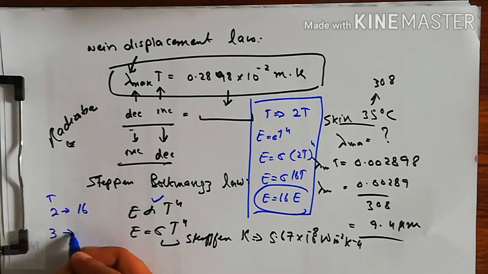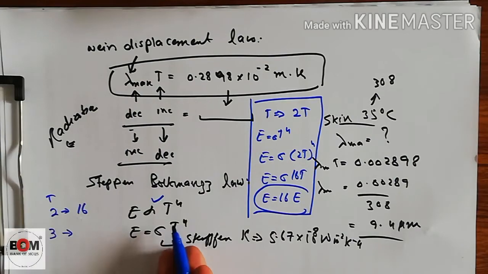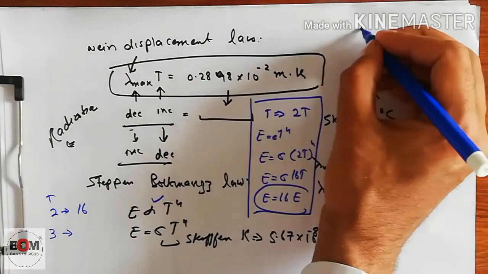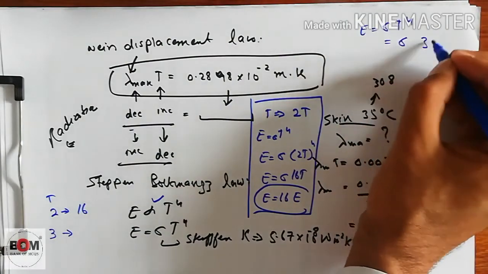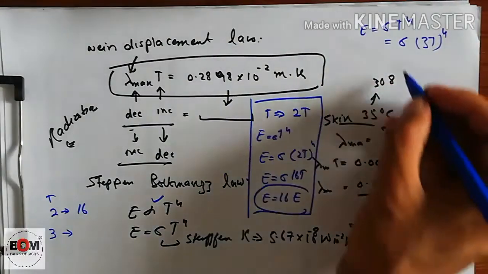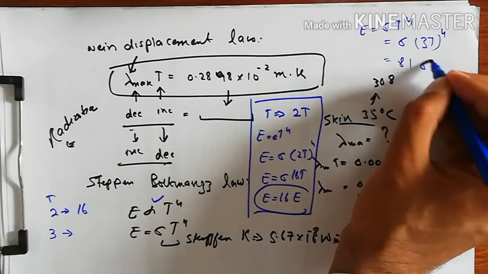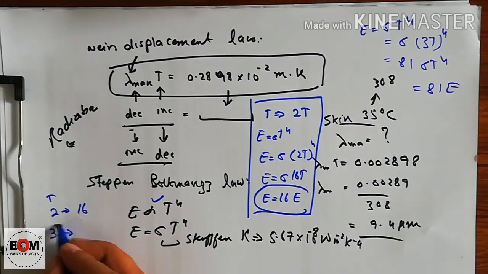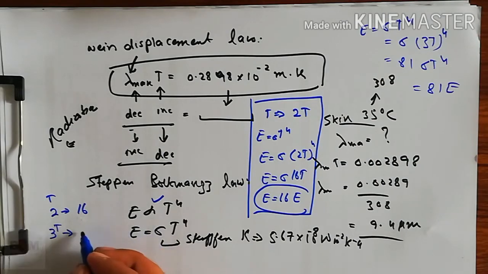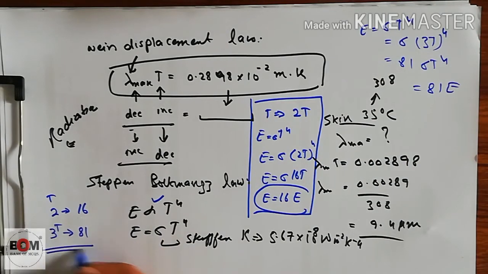If we make the temperature 3 times, then in that case we know that E is equal to sigma T to the power 4, so sigma (3T) to the power 4, and we will get 81 sigma T to the power 4 or 81 E. So if we increase T 3 times, then the increase in energy will be 81 times. So this is Stefan-Boltzmann's law. This is part.